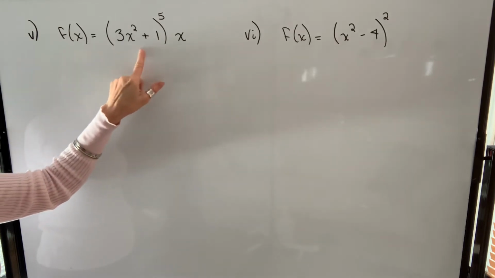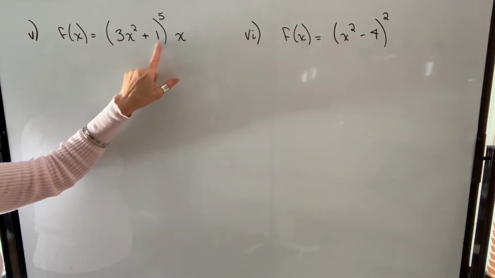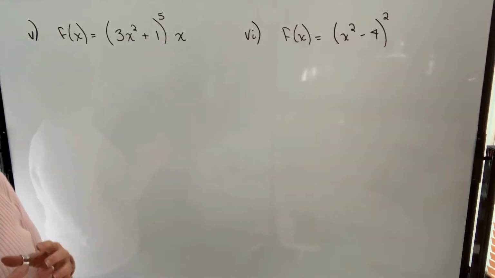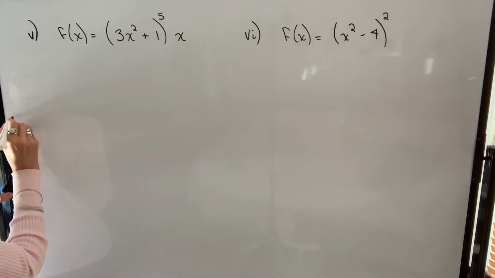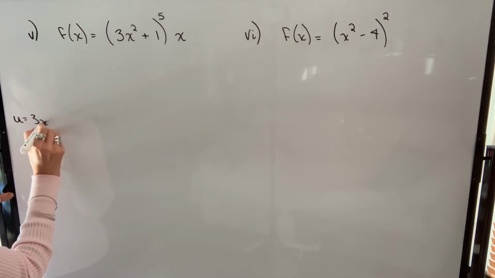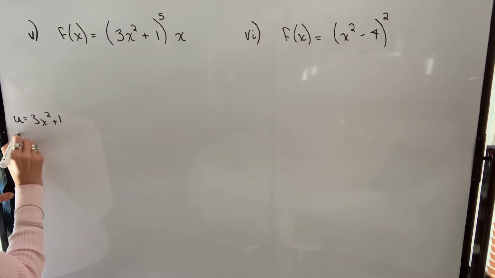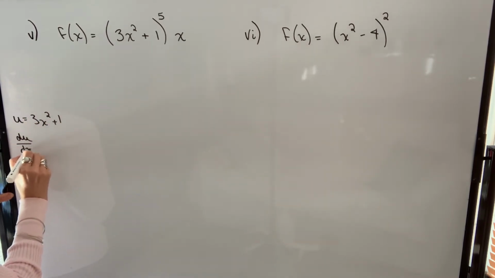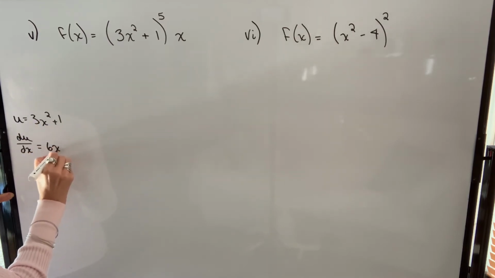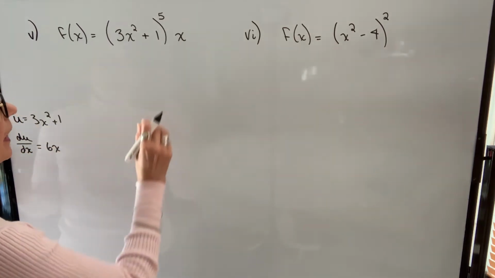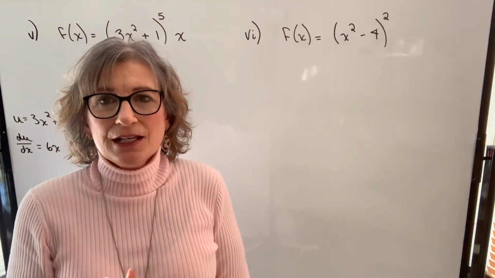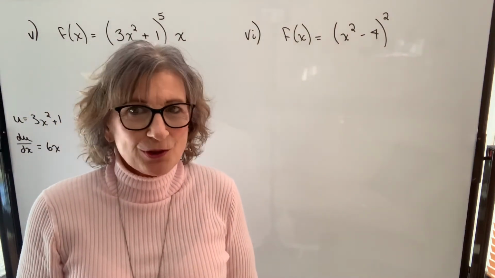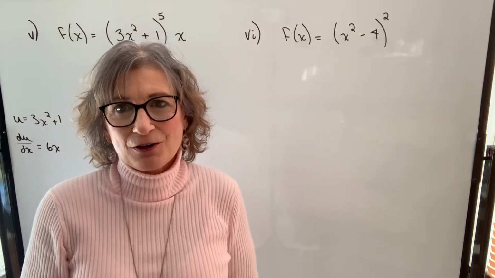Let's try some more. In the next example, I start by looking inside the power. I have a function 3x squared plus 1. So if we think of that as our u, the derivative of that is 6x. I don't have 6x, but I have an x, and that's the most important part. You can play around with coefficients, but you can't play around with functions, and x is a function.